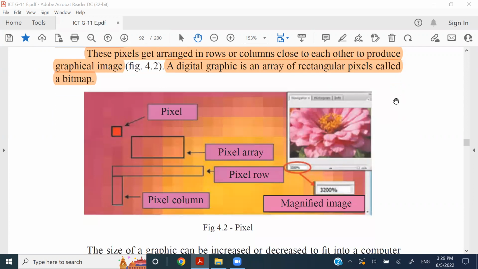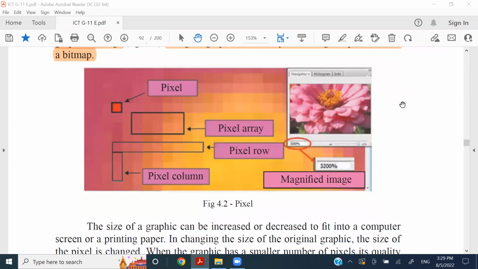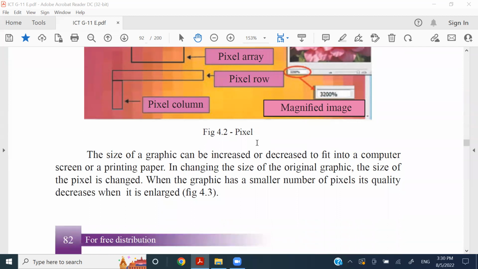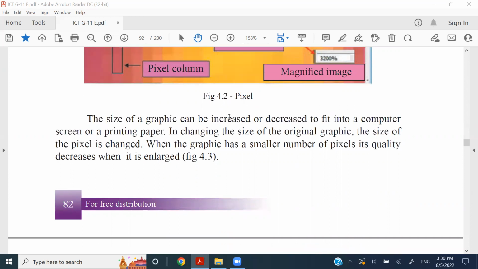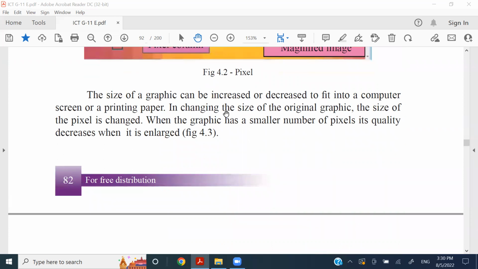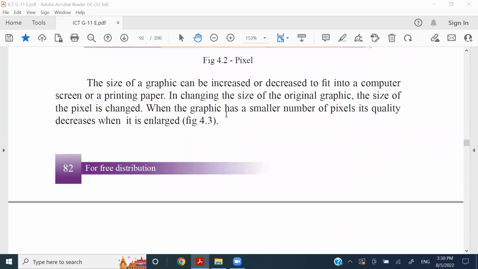It's better we could have this picture, but we can't draw it on the textbook, right? So it's better you refer to it from here. What is a pixel, what is a pixel array, and what is a pixel row and pixel column? So we'll have the note regarding this. It's better we write down these two points. In changing the size of the original graphic, the size of a pixel is changed. And this particular one as well: when the graphic has a smaller number of pixels, its quality decreases when it is enlarged.